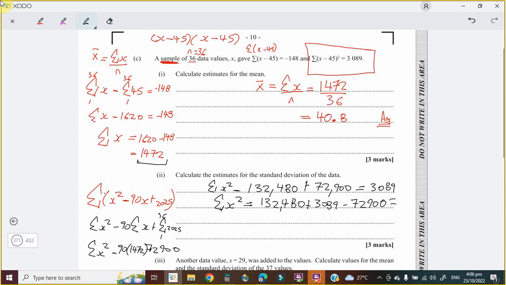Must be 60 something or 70 something or 50 something thousand. How much? 100 and can be more. When you add 3,000 to 132,000, that's 135,000 something. 135,000 something minus 72 thousand must be 60 something or 50 something thousand. Yeah, fix that. Jaden, how much do you get when you put it in the calculator?